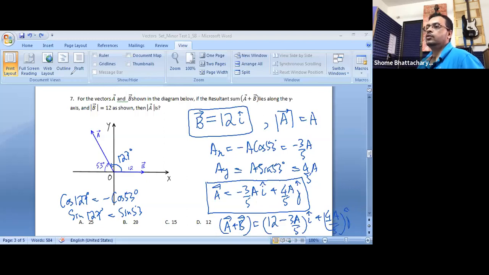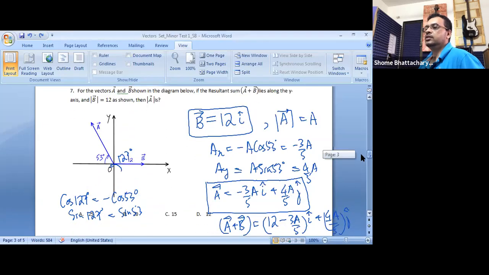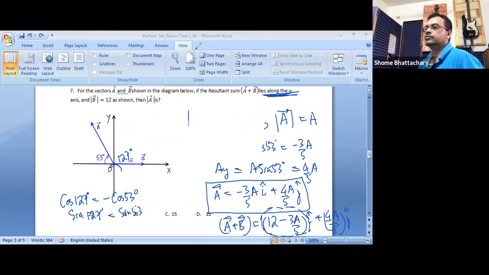Okay. Now what I want is that the x component should become 0, because that is what the question is asking for. Then the resultant lies along the y-axis. So what does this mean? The x component of that resultant should become 0. So this term here should become 0.